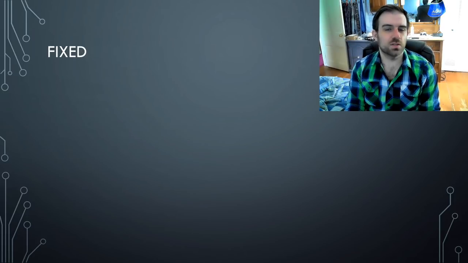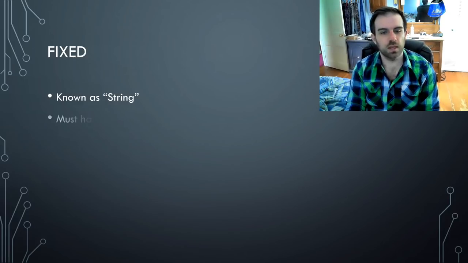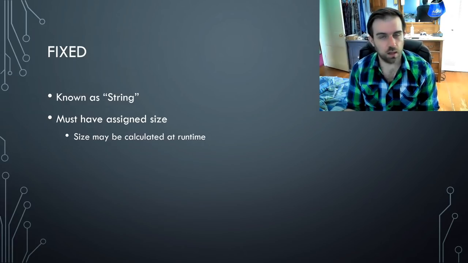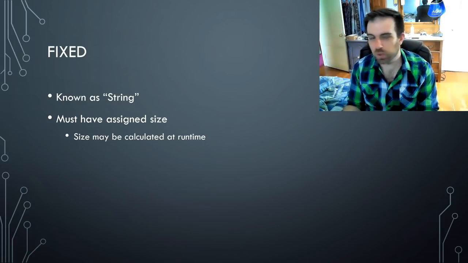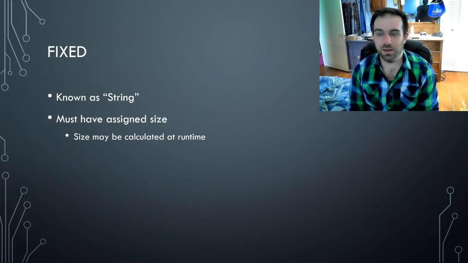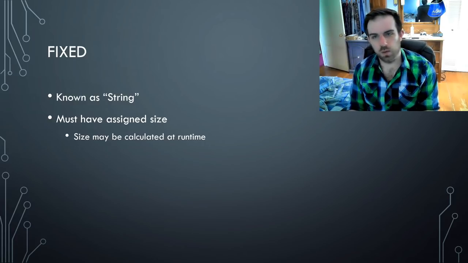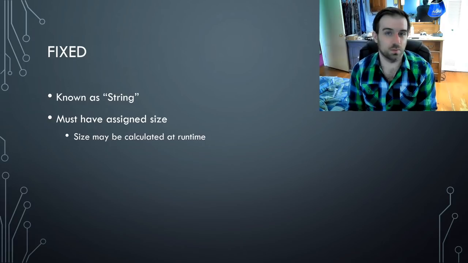For fixed, it's just the one known as the string, or wide string, or so on. It must have an assigned size, because it's like any other array. So if you have a string of 10 characters, so the index is 1 through 10, it must always have 10 characters. You can assign it a new value, but that new value must be 10 characters long. This probably seems very inflexible, and it is. This was chosen as the default behavior for the strings, going back to its initial introduction as an embedded-focused language.